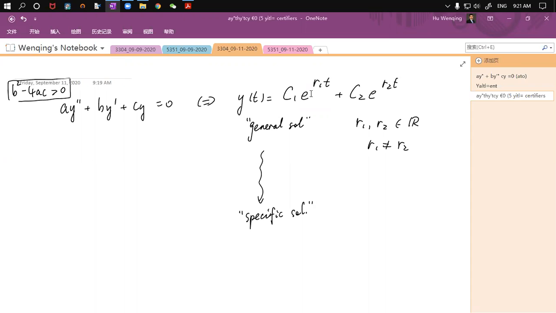So how do you find a specific solution? Well, in order to have a specific solution, as before, we usually have y of 0 equal to some y0. That's one initial condition, but you have two constants to determine. So that's not enough, right? So how do you do that?